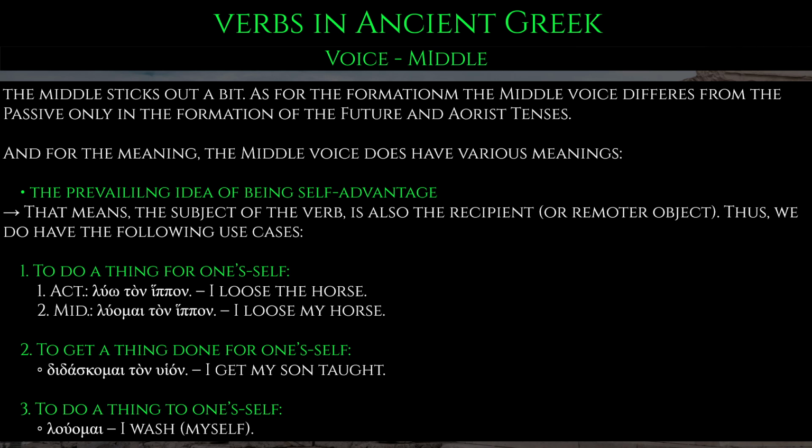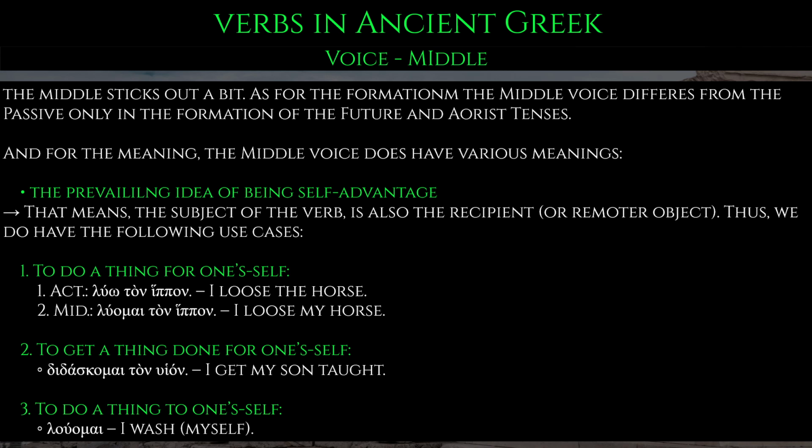Next, the voice. While active and passive are relatively clear in their usage, pretty much identical to the Latin ones, the middle sticks out a bit. As for the formation, the middle voice differs from the passive only in the formation of the future and aorist tenses. And for the meaning, the middle voice does have various meanings. The prevailing idea is self-advantage. That means the subject of the verb is also the recipient or remote object. Thus, we do have the following three use cases.